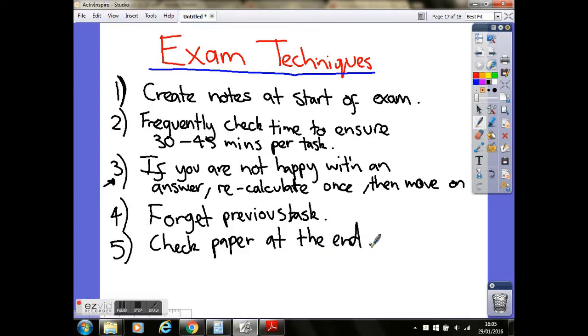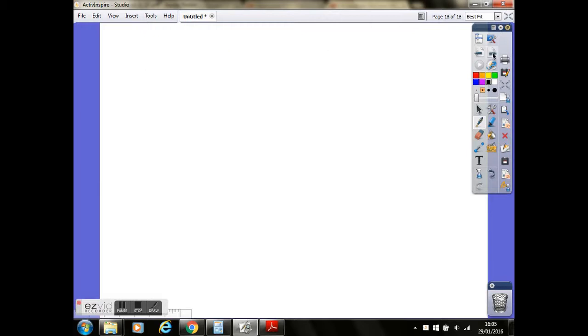Okay, I'm going to move on to a new page for the next tip. If that'll load, it's been a bit slow. There we go. So number 6.